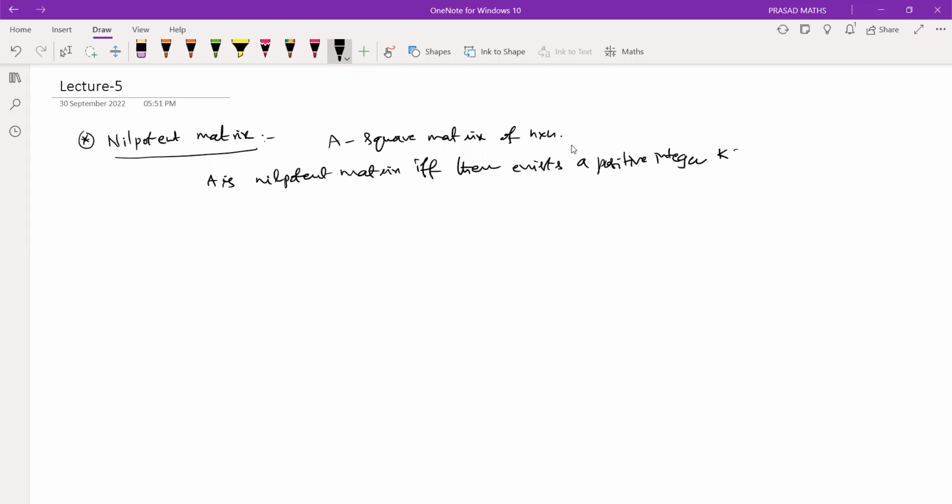k such that A to the power k is 0. If there exists a positive integer such that A to the power k equals 0, then one can say that A is a nilpotent matrix.